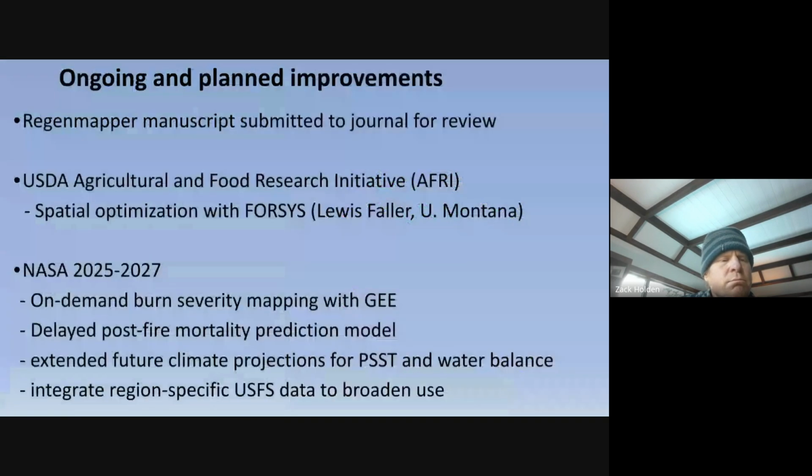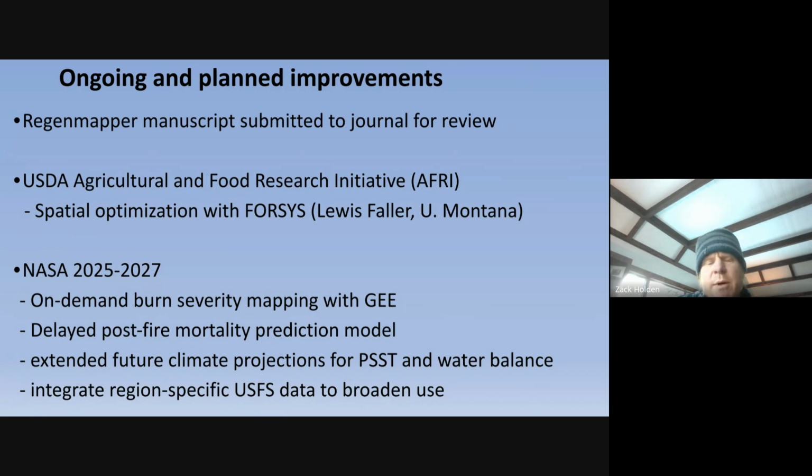Next slide. And just a quick note on where we're headed with Regen Mapper. We have a paper that's been in review for about a month. We are currently working under a USDA AFRI project to do spatial optimization using FORCES, and we have some additions that we planned through a recently funded NASA project that will start in a couple of months. So I'm going to stop there since I'm out of time.